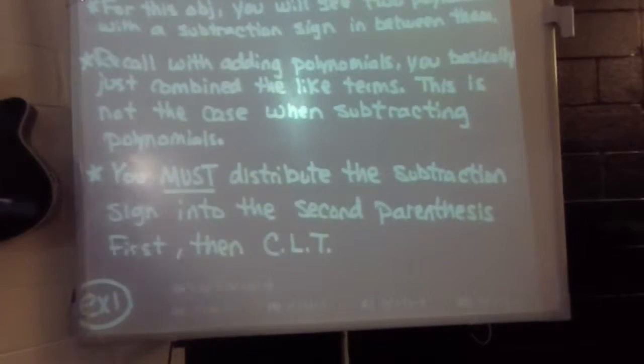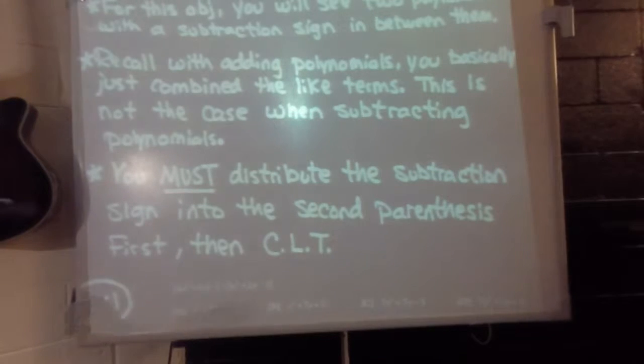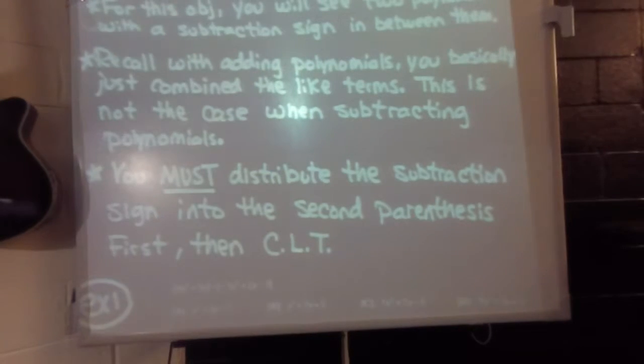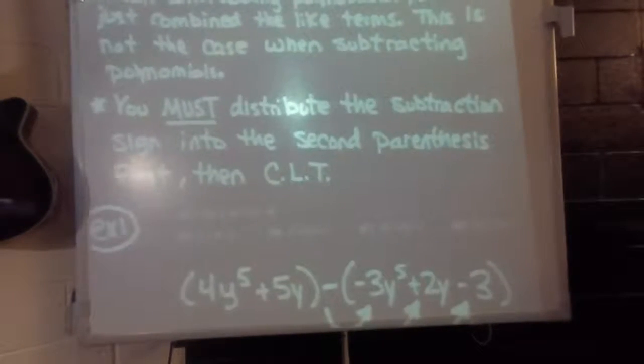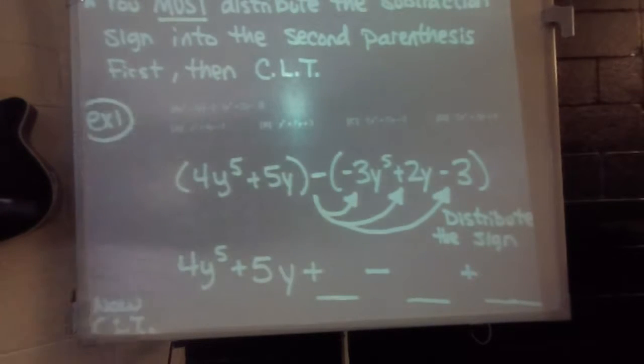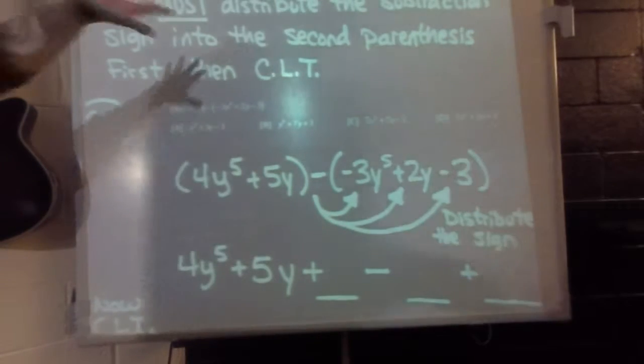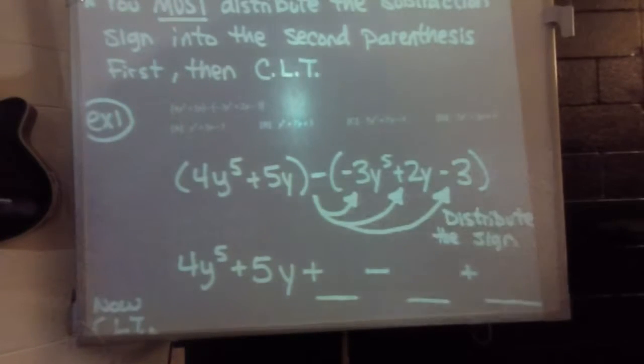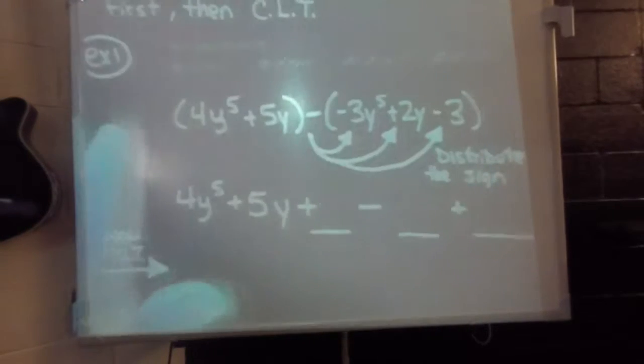Now on this objective, what you're going to see is we're going to put two polynomials in parentheses, and in between is going to be a subtraction sign, as opposed to yesterday where there's an addition sign. Here's what's different between yesterday and today. When you have the subtraction sign left of a parenthesis, you have to distribute it.